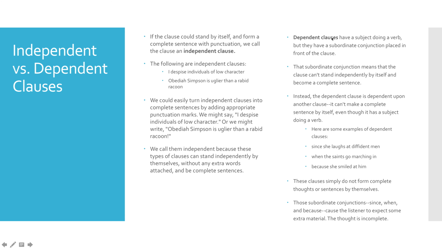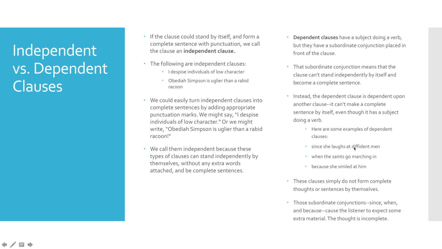Now, a dependent clause must have a subject doing a verb, but they have a subordinate conjunction placed in front of the clause. A subordinate conjunction means that the clause can't stand independently by itself, and it needs more to be a complete sentence. Instead, the dependent clause is dependent upon other clauses, probably an independent clause. It can't make a complete sentence by itself. It's lonely. It's a dependent, even though it has a subject doing a verb. So here are some examples.